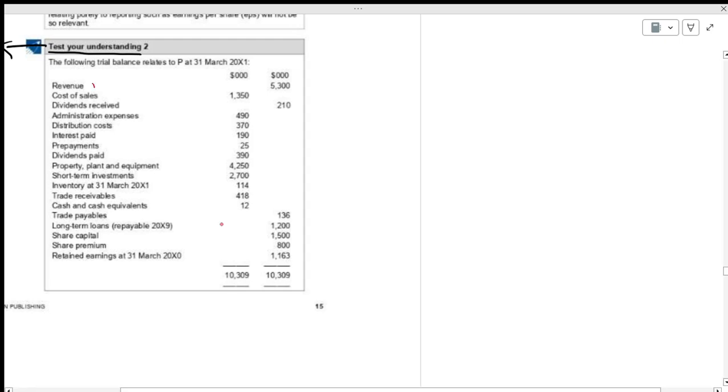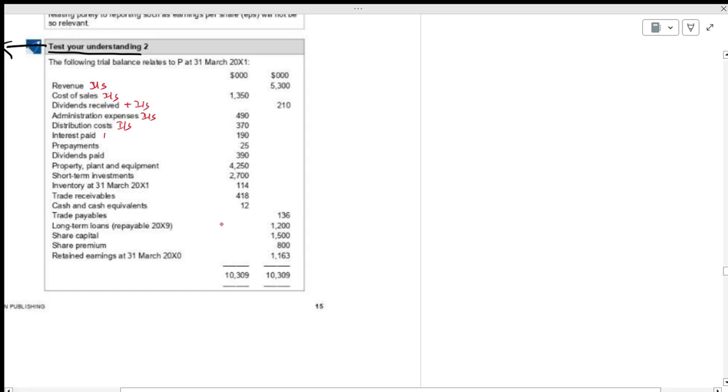Revenue will be in the income statement. Cost of sales, they have given directly, we don't need to calculate. Income statement. Dividend received, what will we do? We will add it in the income statement. Administration expenses, where will we show? Income statement. Distribution cost, income statement. Is it right?